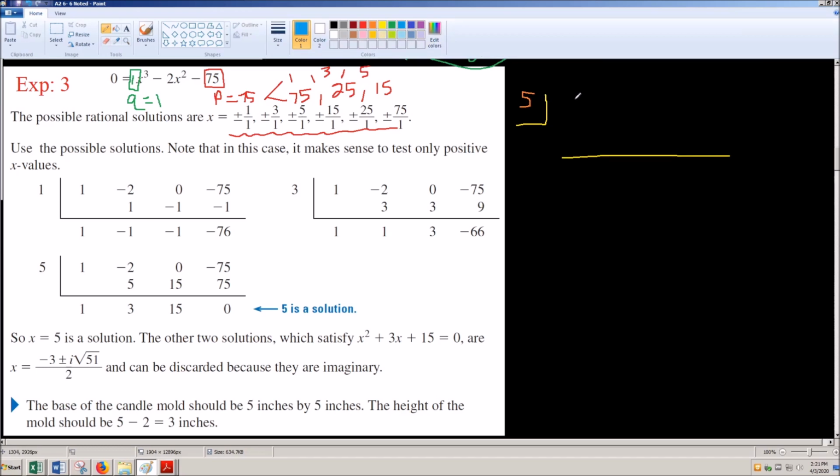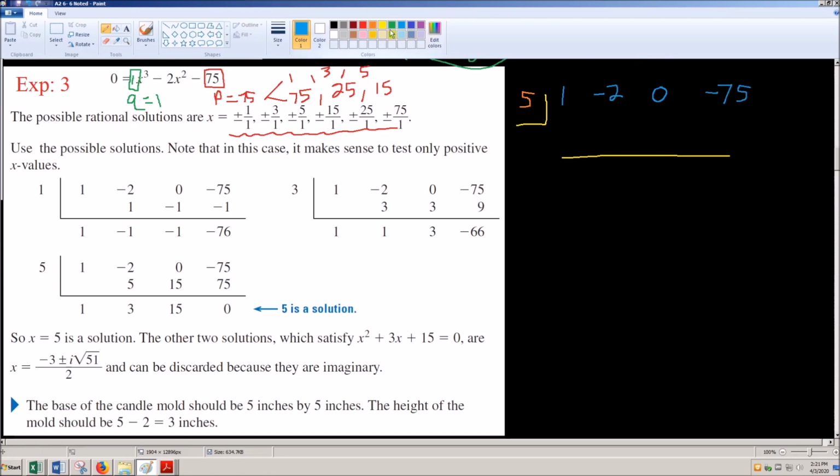So here we've got our 1 from the x cubed. I have negative 2 from my x squareds. I have to put a 0 in here. This is the biggest mistake I see people make, is they forget to put a 0 in for the x. And then I have negative 75.